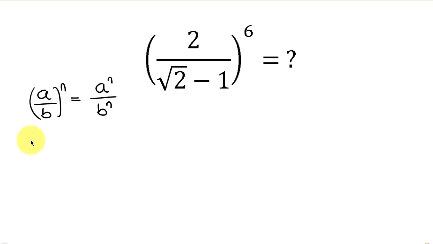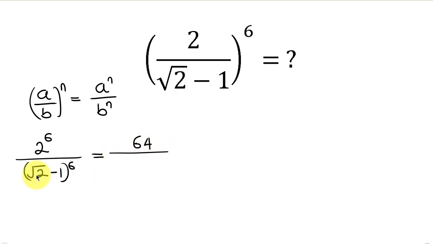So this will be 2 to the 6 all over the square root of 2 minus 1 to the 6. Very good. Just like this. Now we all know that 2 to the 6 is very easy to get because 2 to the 6 is actually 64 all over, now the denominator is the square root of 2 minus 1 all raised to the 6. Very good. So now our focus will be on the denominator.